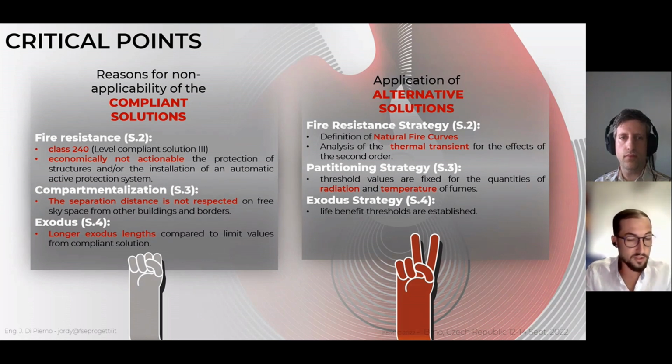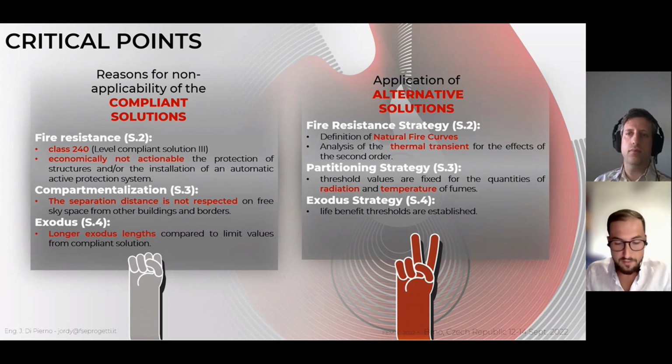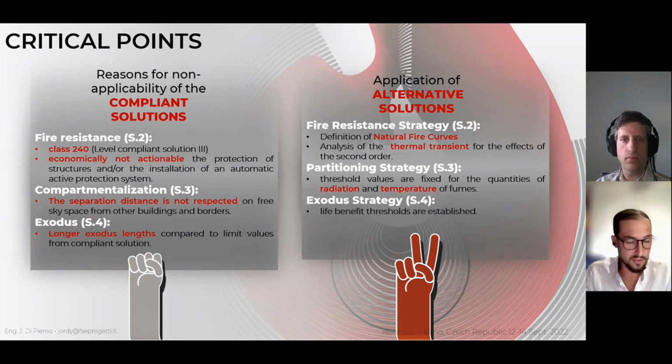For the strategy S3, compartments, the separation distance with other buildings is not satisfied. Checking with the FSE solution of radiating flow and smoke temperature flow reached by nearby buildings in the five scenarios. For the strategy S4, exodus, the path length is longer than the ones prescribed in the regulations. The FSE solution is the definition of performance thresholds for life.